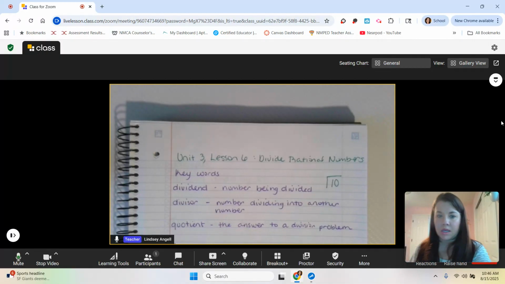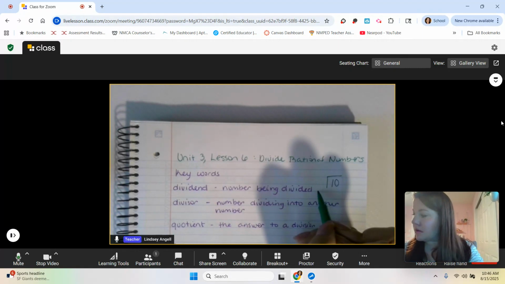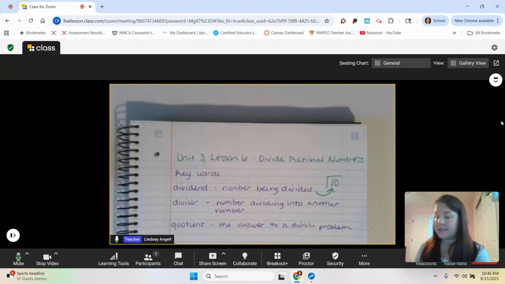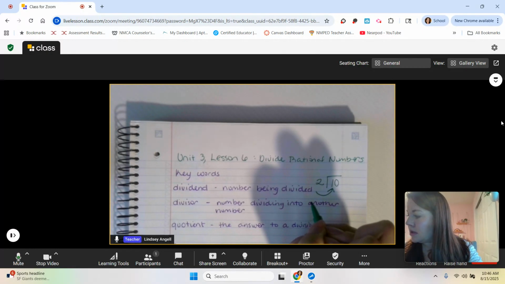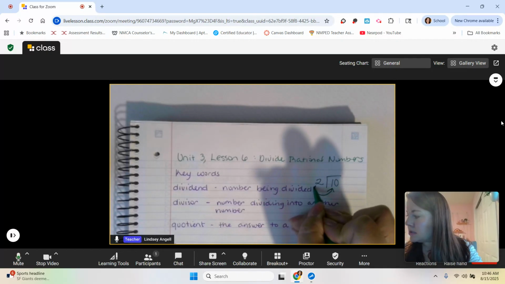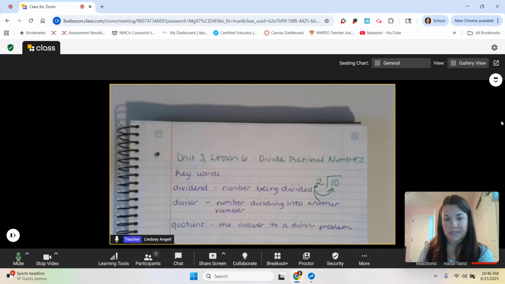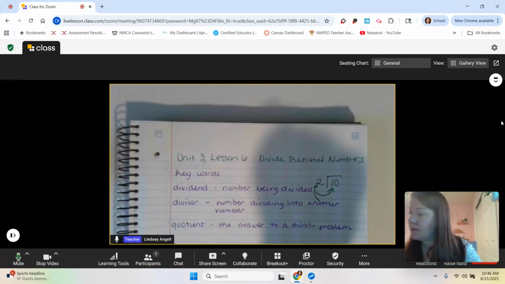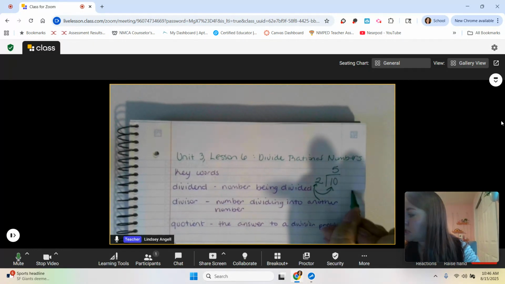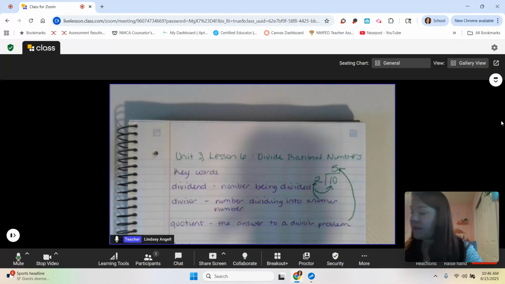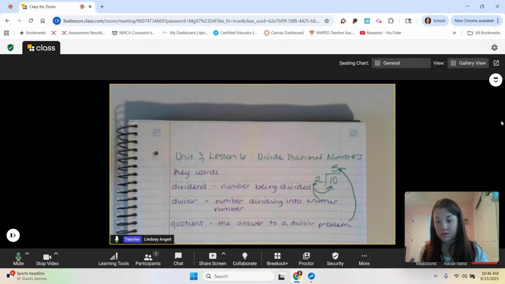Okay, the divisor, so let's see, I'll put some arrows to help us. The divisor is the number dividing into another number. So in this case, I'll just say 2. So this would be the divisor. Okay, the quotient is the answer to a division problem. So in this case, 10 divided by 2 is 5. So the quotient is the answer. Okay, so those are just important terms for us to know and to recognize.